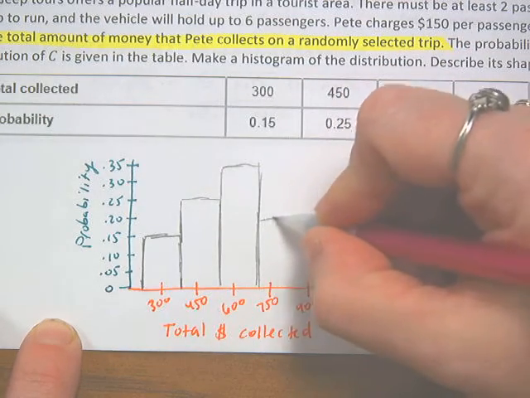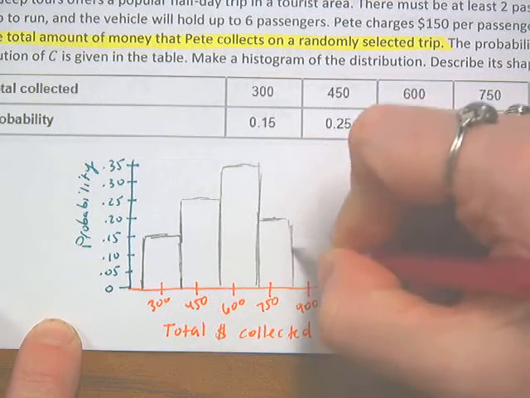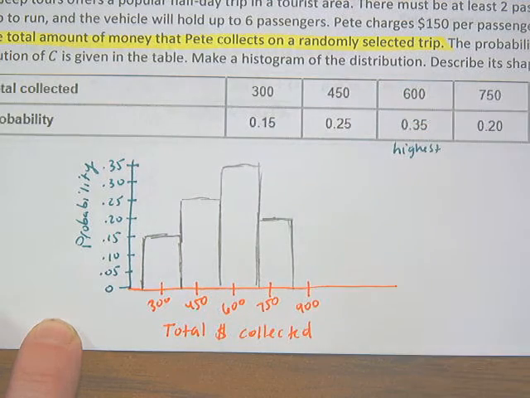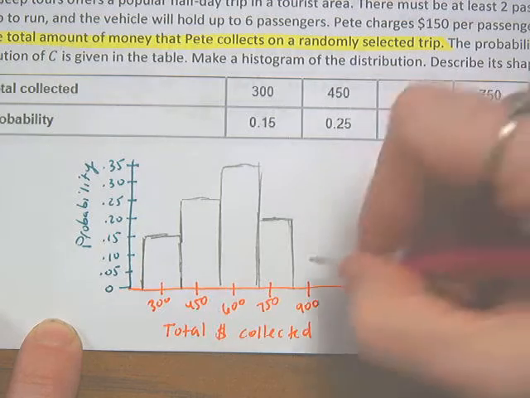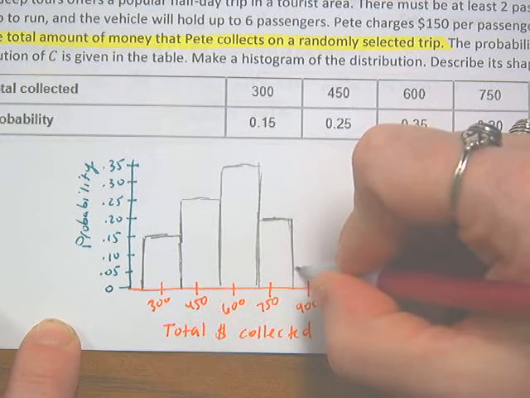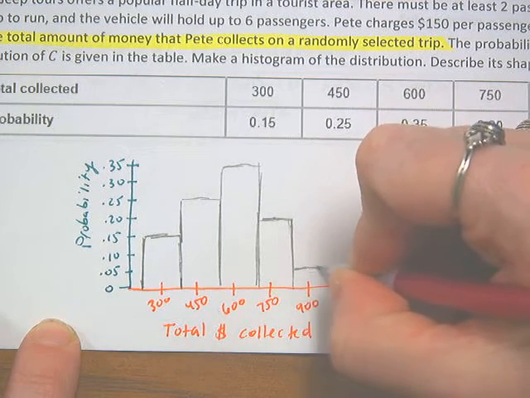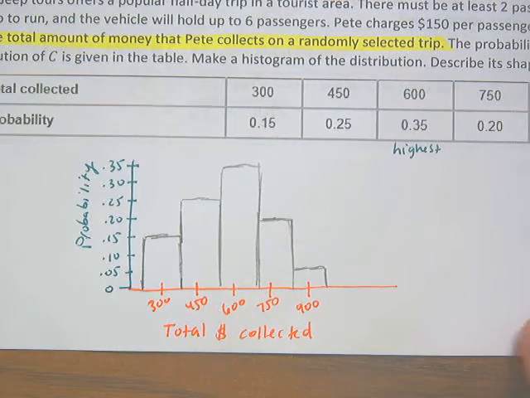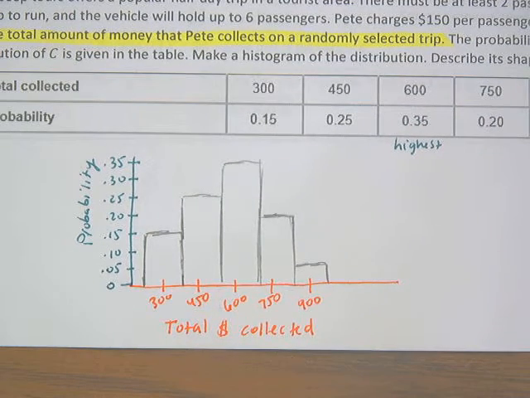0.2. And then there's a pretty tiny small chance that he gets $900 if we randomly selected a day and see how much he made. There's only a 5% chance that he made $900 that day. 0.05 is 5%. Now look, you've made the histogram.